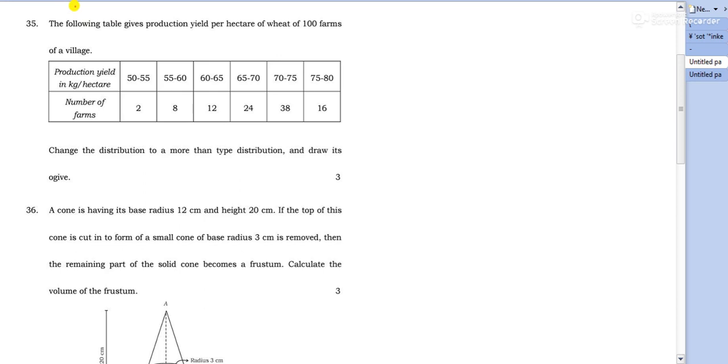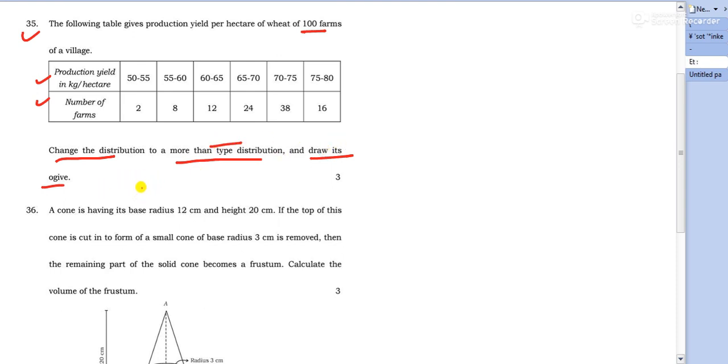So you can see question number 35. They have given: the following table gives production yield per hectare of wheat of 100 farms of a village. Okay, you can see this data. Production yield in kg per hectare, number of farms. Change the distribution. First you have to change the distribution to a more than type distribution and draw its ogive.